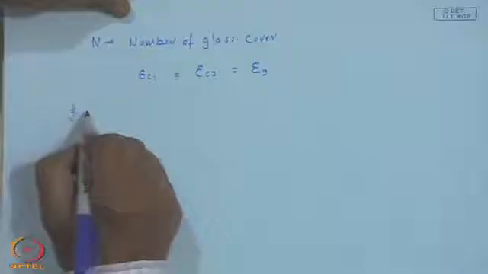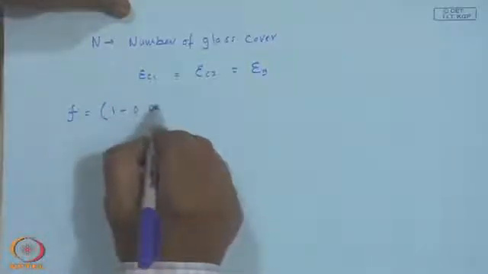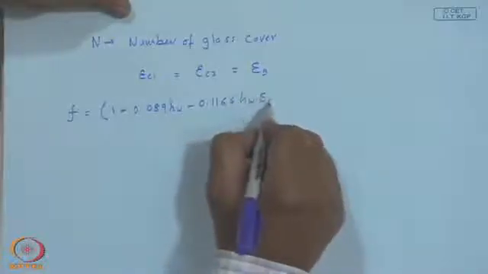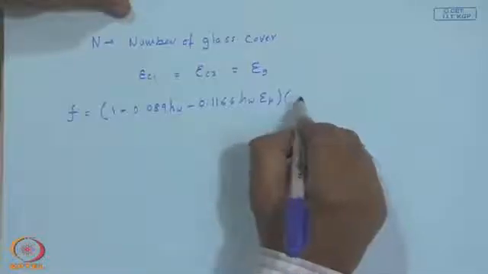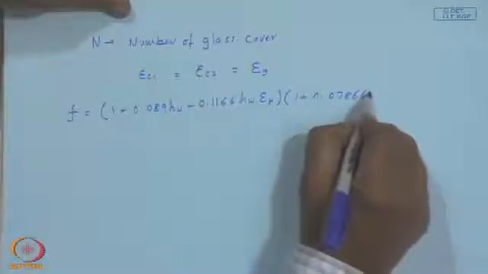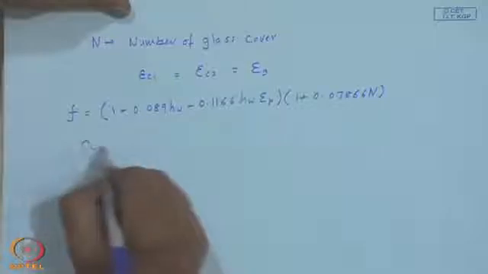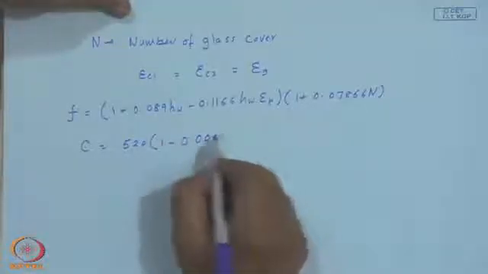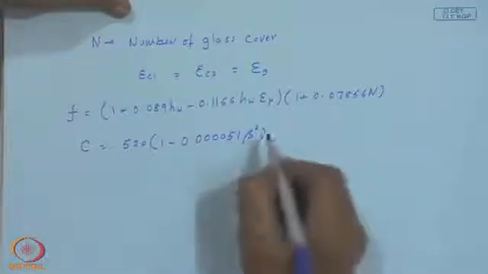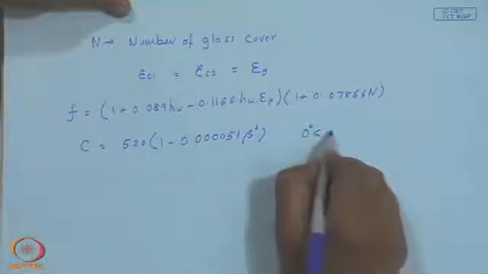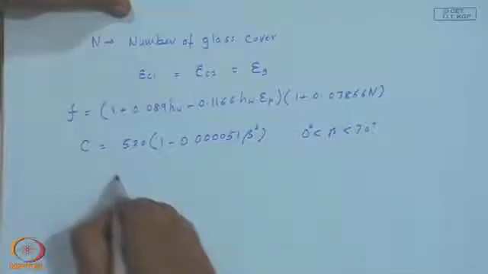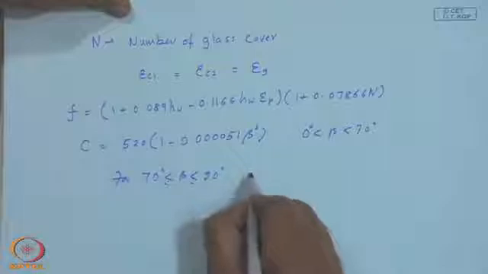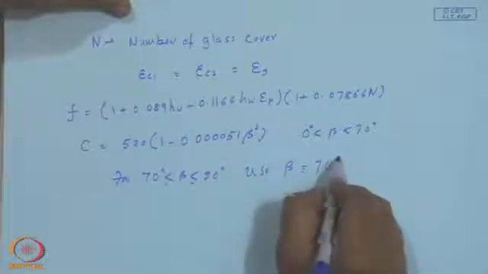Then F is another expression, then the constant C is 520 into 1 minus 0.4051 beta square, and this is for 0 less than beta less than 70 degrees, and for 70 degrees less than beta less than 90 degrees use beta equal to 70 degrees.